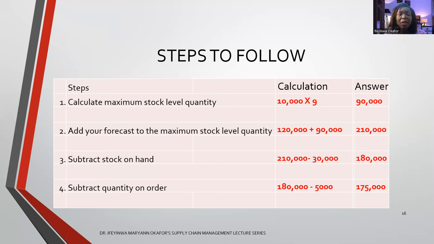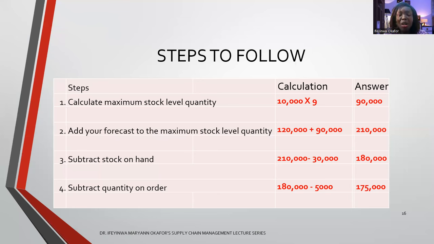The next step is what? We need to add our forecast to the maximum stock level quantity. From the question provided, the forecasted amount for the microscopic slide is 120,000 slides. So what do we do here? We add 120,000 plus 90,000. That gives us 210,000.